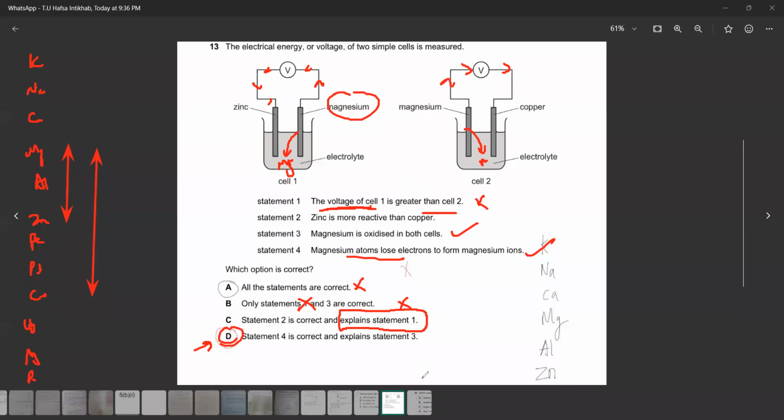Yeah, the reason is that if you see zinc and magnesium, the voltage of cell 1 is not greater. The voltage of cell 1 should be smaller than cell 2. So this statement is not true. It is a false statement.